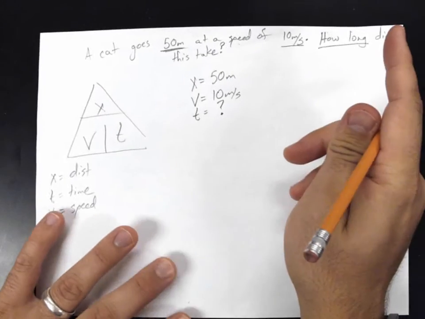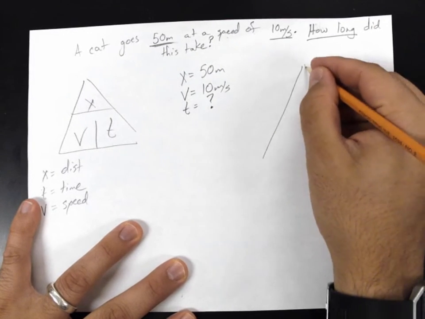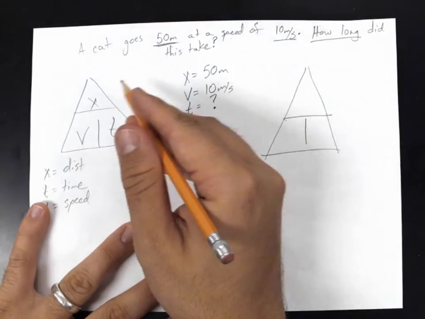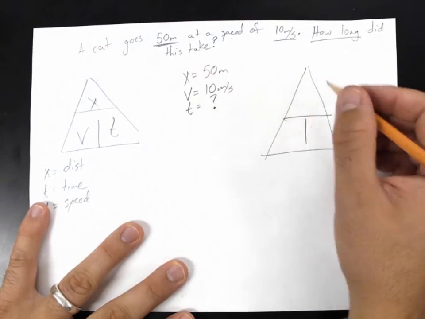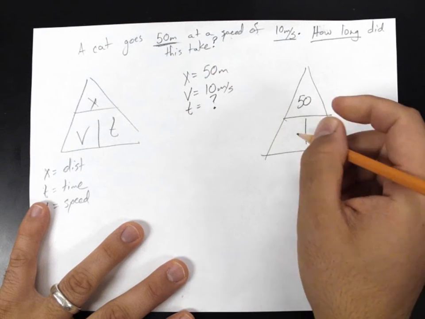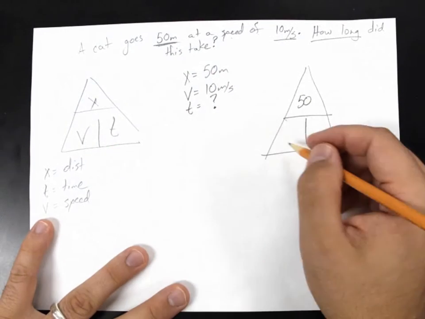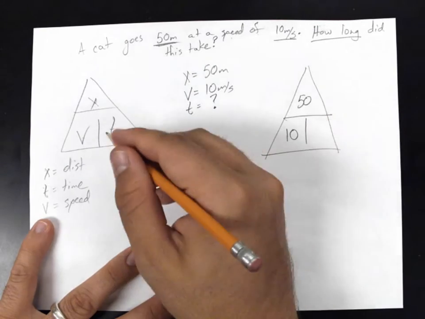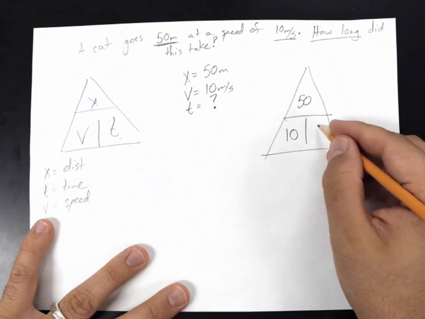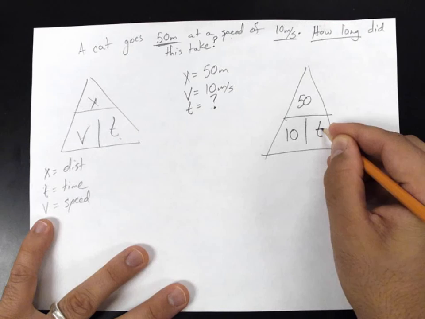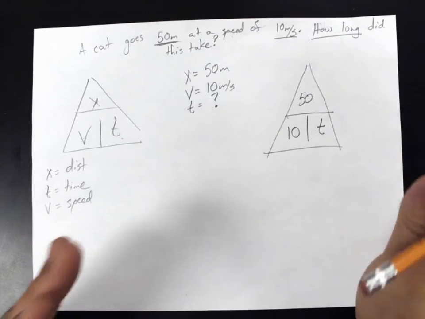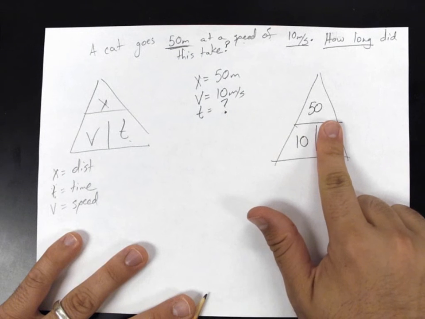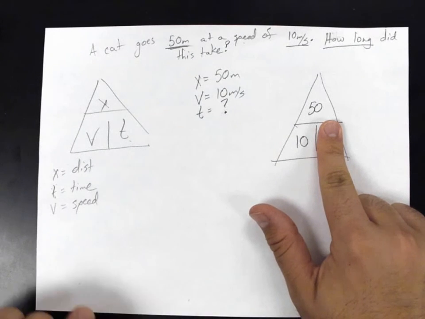So once again, we recreate our triangle over here and we put in the things that we know, okay? X, do we know X? Absolutely, it's 50 meters. Then, in the bottom left-hand corner, do we know speed? Absolutely, it is 10 meters per second. And then finally, time, we do not know, so we write our variable. So now we are looking for time. That means we cover up the T, and then we do what the triangle says to do.